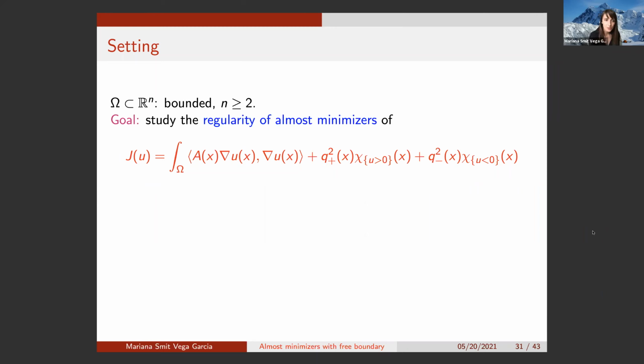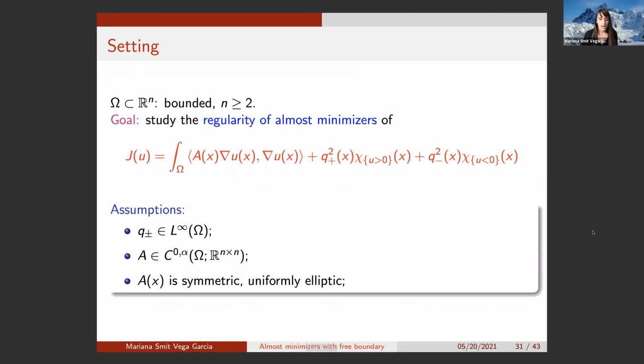So here I'm going to have, as before, a set omega in R^n that is bounded, in dimension n greater than or equal to 2. And our goal will be to study the regularity of almost minimizers of this energy. Here the difference with the energy that we had before is the presence of this matrix A. When A is the identity, we are back to the original setting. Our assumptions are that Q plus and minus are in L infinity. Our matrix A is assumed to be Holder continuous, symmetric, and uniformly elliptic. And let's see what we can do here.